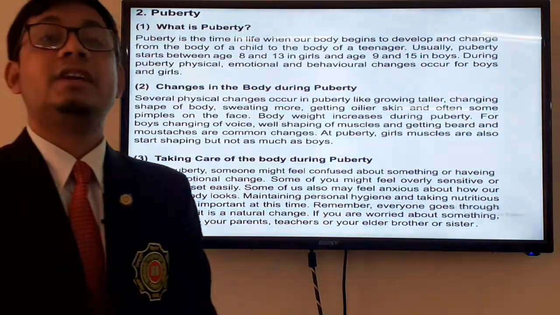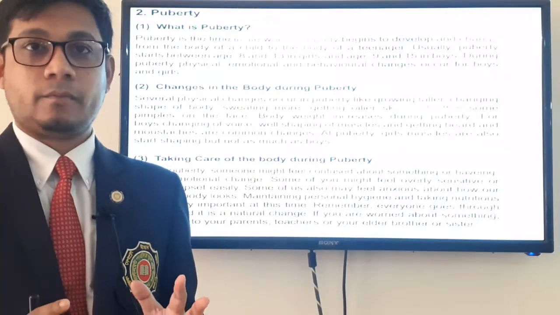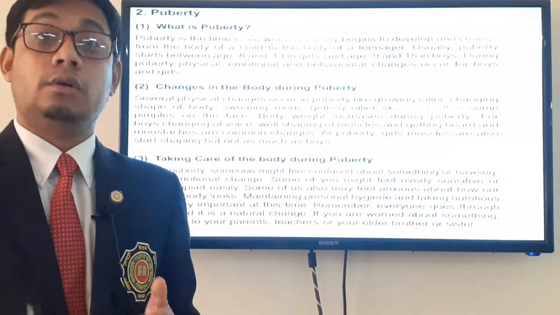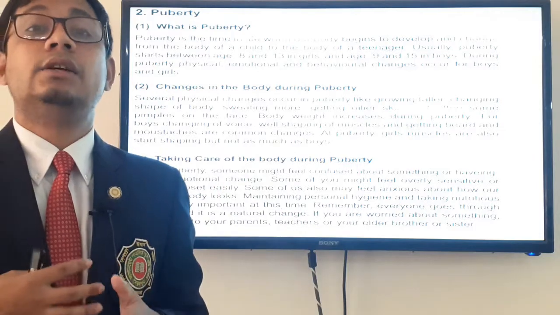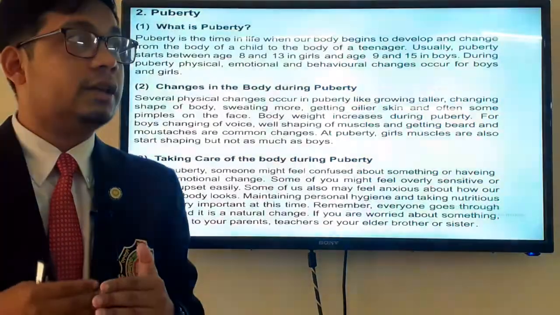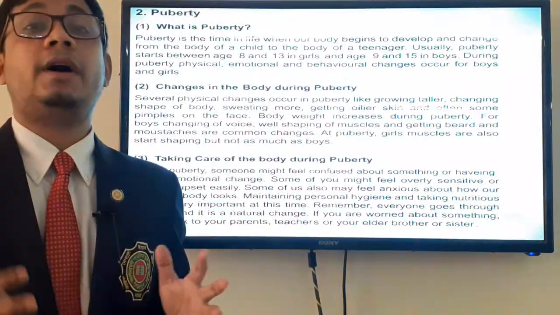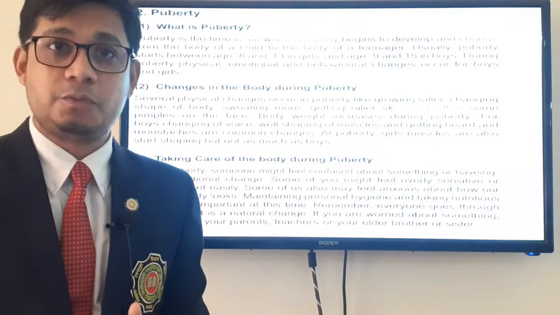Puberty is a period of time in a person's life during which the body goes through some changes. The shape of the body and different parts of the body change at that time. That is why it is known as puberty.